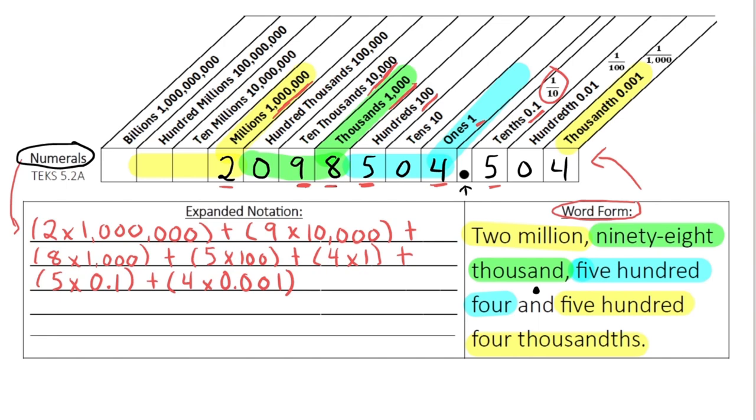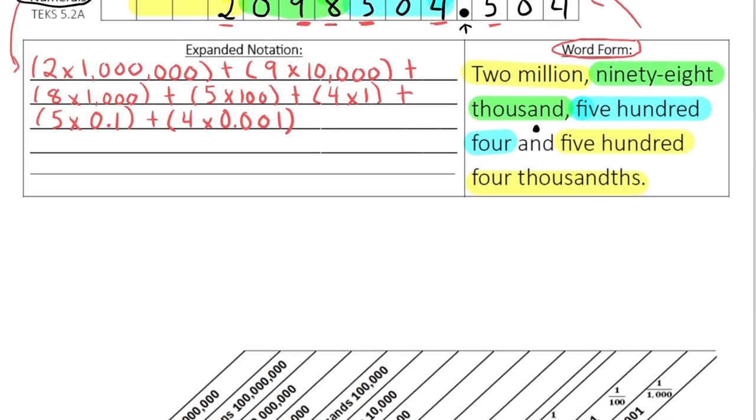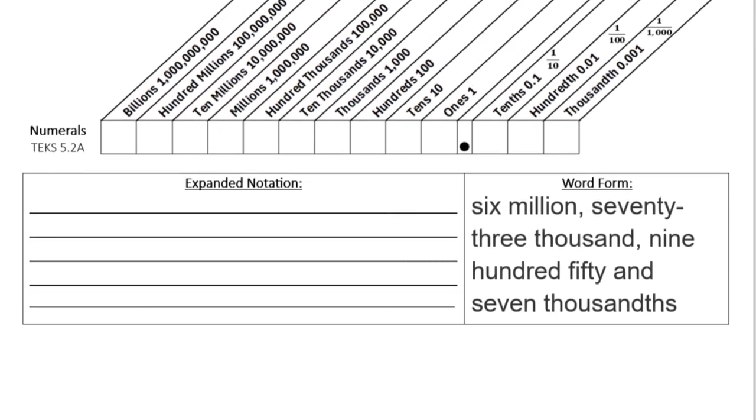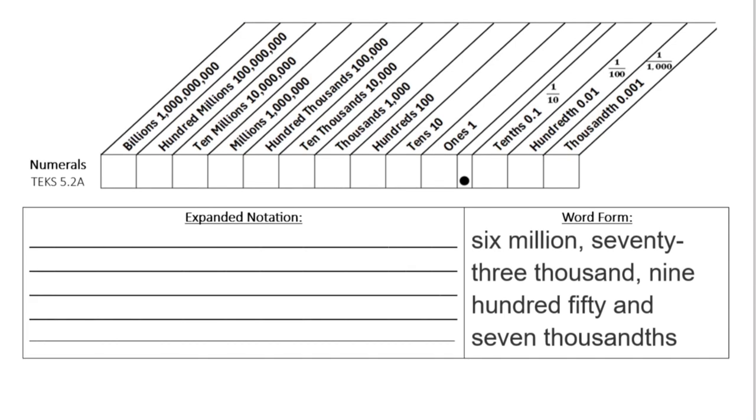Let me do one more example with you, okay? Right here. So let's start. First one, I have 6 million in the millions place. So this is my millions place again, and I need to write just the number 6 in there. That's what it says, 6.